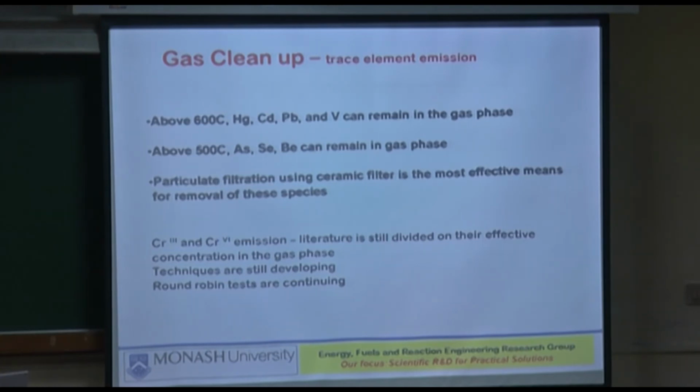So trace elements. So the mercury, cadmium, lead, vanadium, arsenic, selenium, beryllium. These are all trace elements which are present in coal at very low levels, and this is the temperature above which they stay in the gas phase.